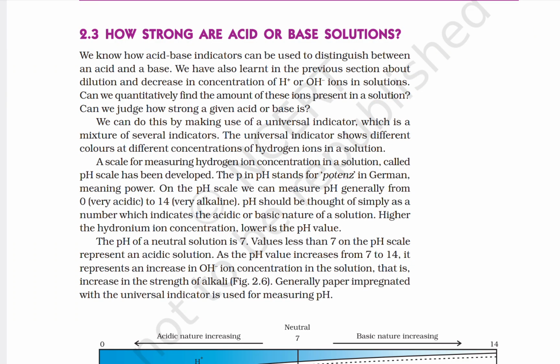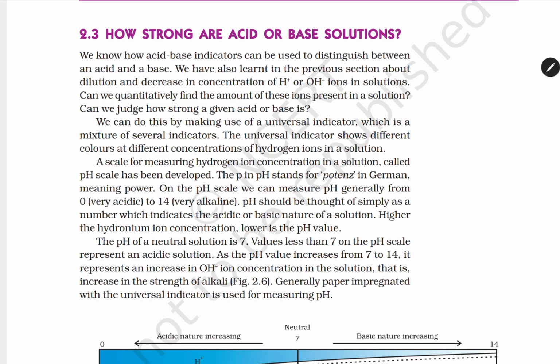Hello children. In today's lecture we are going to observe how strong a particular acid or base is. How do we test the acidity of that particular acid or the basic nature of a particular base, how strong it is, how to measure it, how to scale it? These things we are going to discuss in today's lecture.